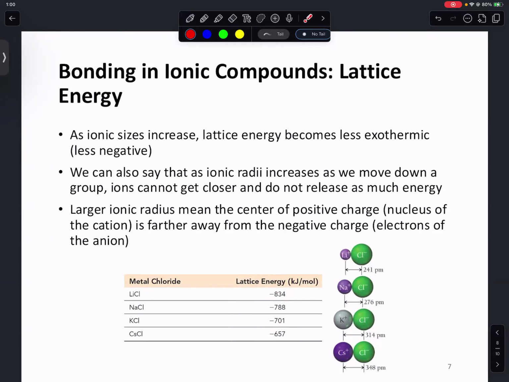The reason for that is as the ionic sizes become larger, the distance between the nuclei of the cation and anion becomes further, so that weakens the bond versus something like lithium chloride. Because of the smaller size of lithium, it is able to get closer to the nucleus of the chloride ion.